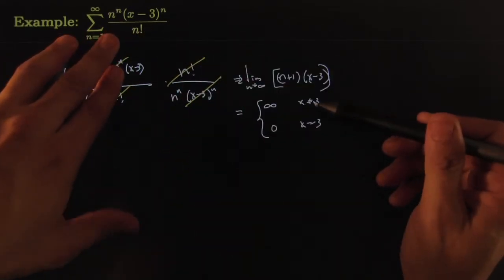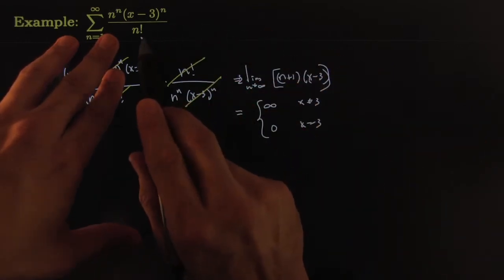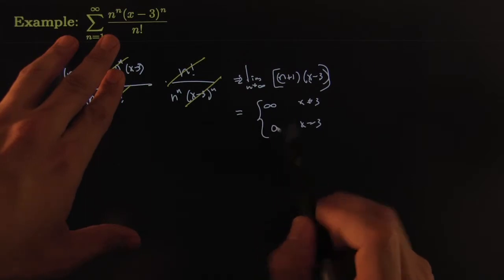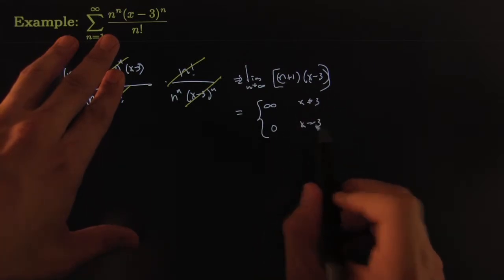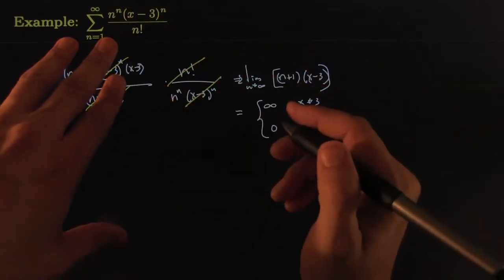So then that means, so for which x's does this series converge? It does terrible things if x is not equal to 3. It goes to infinity. That means this would act like a geometric sum where the ratio is infinity. That would clearly diverge. Your only hope of convergence is when x is equal to 3. And in fact, when x is equal to 3, everything is 0 here, so you have convergence.